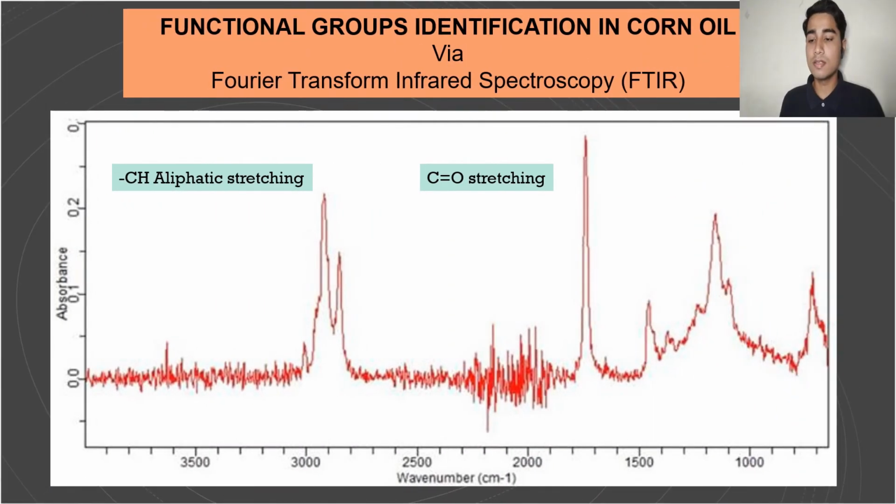For the next part is the functional group identification in corn oil via Fourier-transform infrared spectroscopy (FTIR). As you can see here, there is a C-H stretching and then a C=O stretching. So this compound is a triglyceride compound.